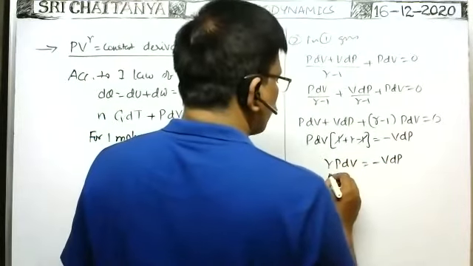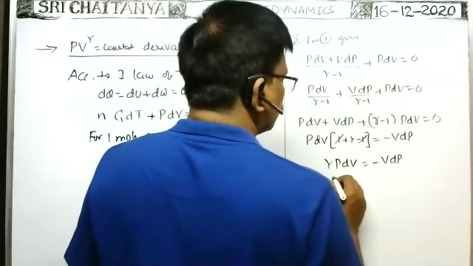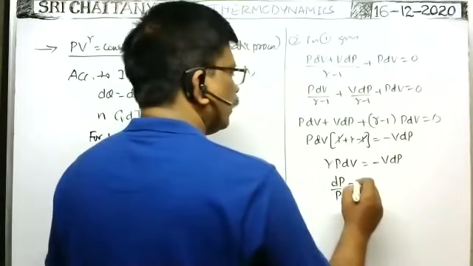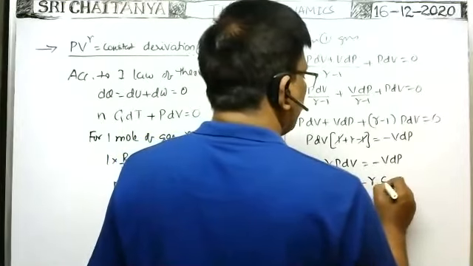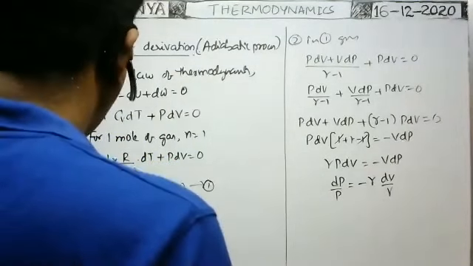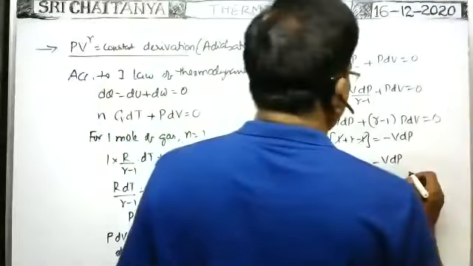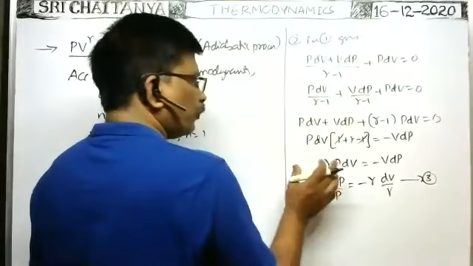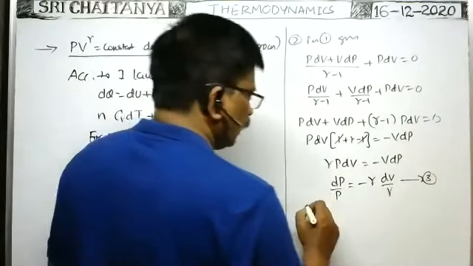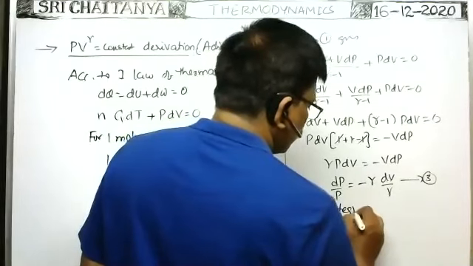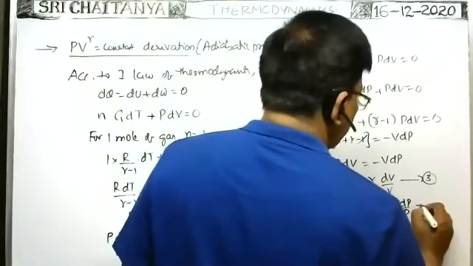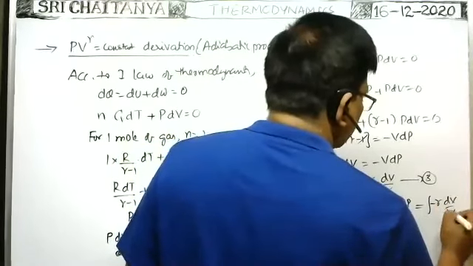Now from this formula, dP by P is equal to minus gamma into dV by V. So this is equation 3. Now from this formula, in order to obtain the PV relation, there should not be dP and dV, so we have to integrate them. On integrating, integral dP by P is equal to integral of minus gamma into dV by V.